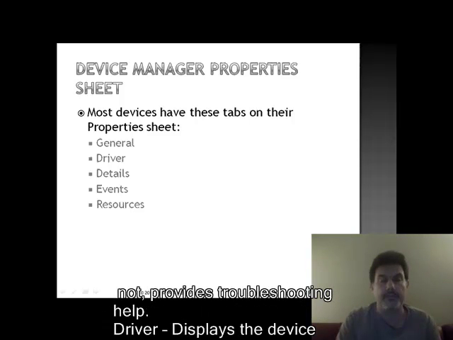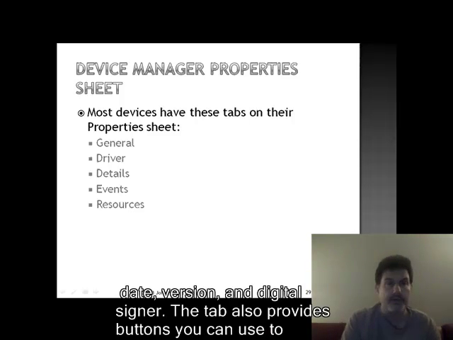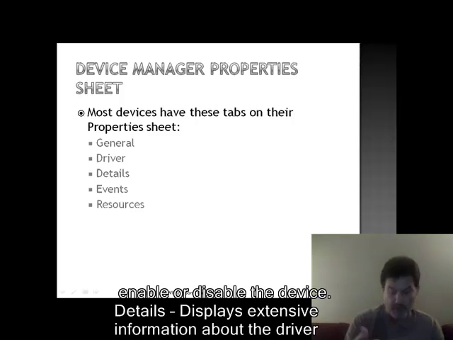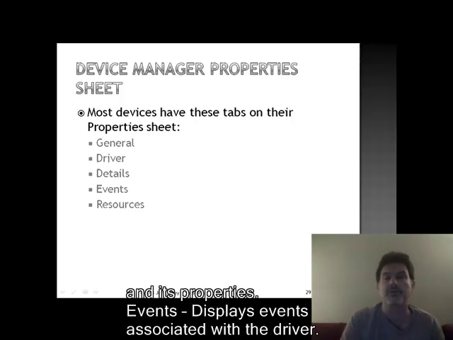The General tab is where you get the general information about what the device driver is, who made it, where it is on the system. The Driver tab will show you the driver's provider, the date, the version, and this is where you do those important rollbacks or updates. The Details tab displays extensive information about the driver properties in significant detail. And if you're troubleshooting and want to look for events related to that driver, that's where you'll find it in the Events tab.